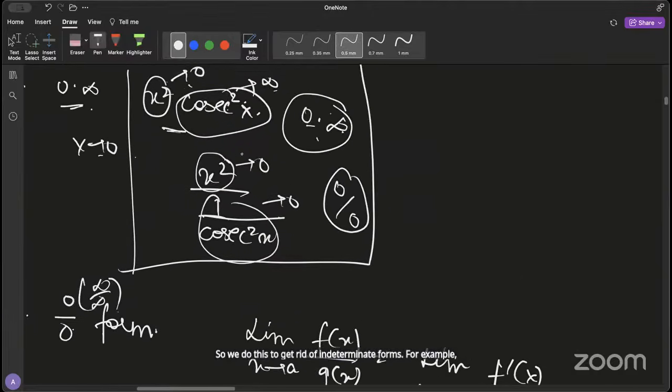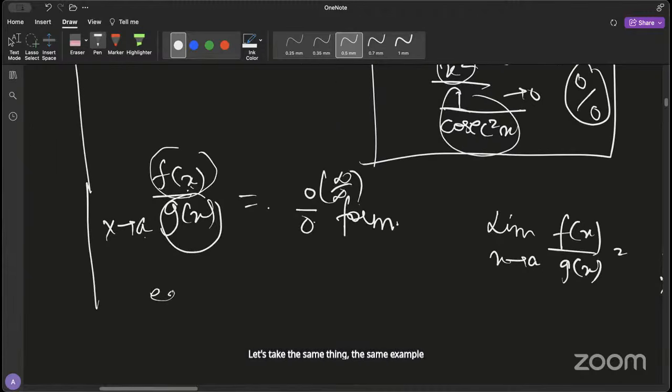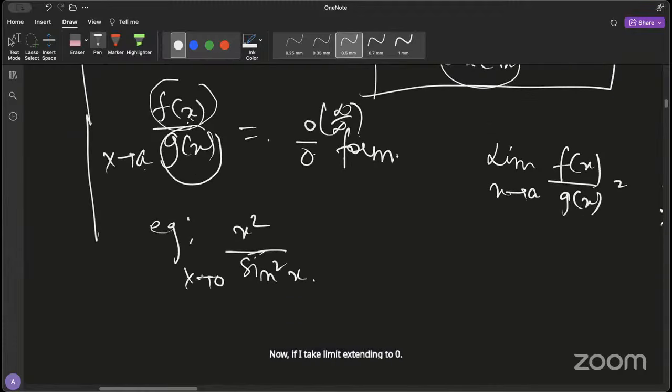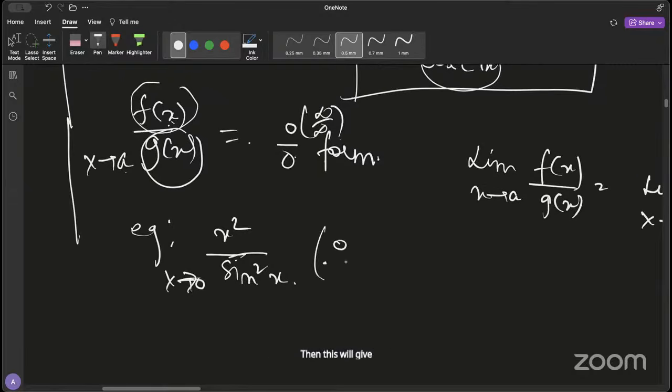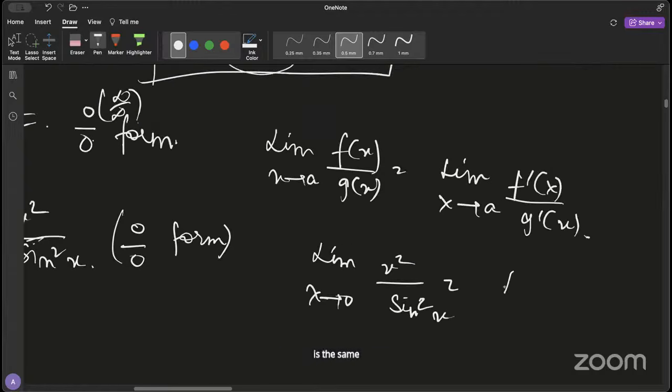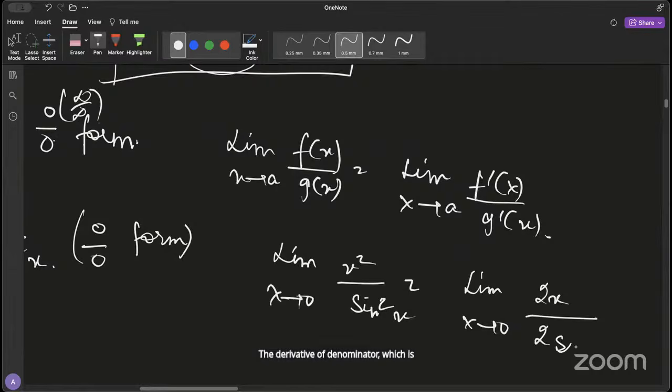For example, let's take the same example here: x square by sine square x. Now, if I take the limit x tending to 0, then this will give me 0 by 0 form. To resolve this, I'll take the derivative. So limit x tending to 0, x square by sine square x is the same as limit x tending to 0 of the derivative of the numerator, which is 2x, over the derivative of the denominator, which is 2 sine x, and then the derivative of sine x, which is cos x.